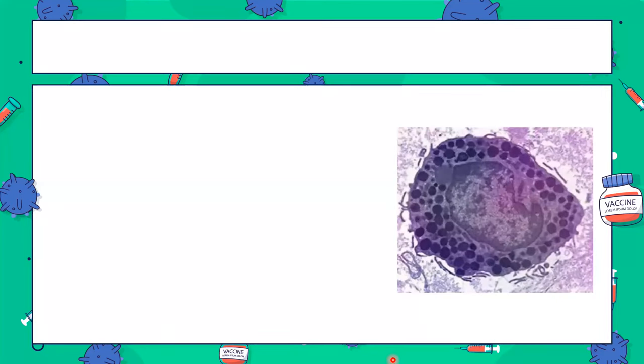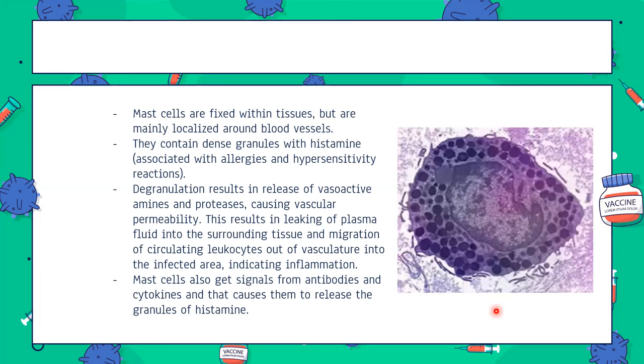All right. Next up, we have this type of cell, which you can see has a lot of granules once again. So could it possibly be related to our granule family with freckles? Potentially, right? So mast cells are usually fixed within tissues. So the antigen kind of has to come to them rather than them going to the antigen. All right. But they're usually located around blood vessels. And the reason for that is that they contain dense granules with histamine. Do you guys know what histamine is mainly used for?